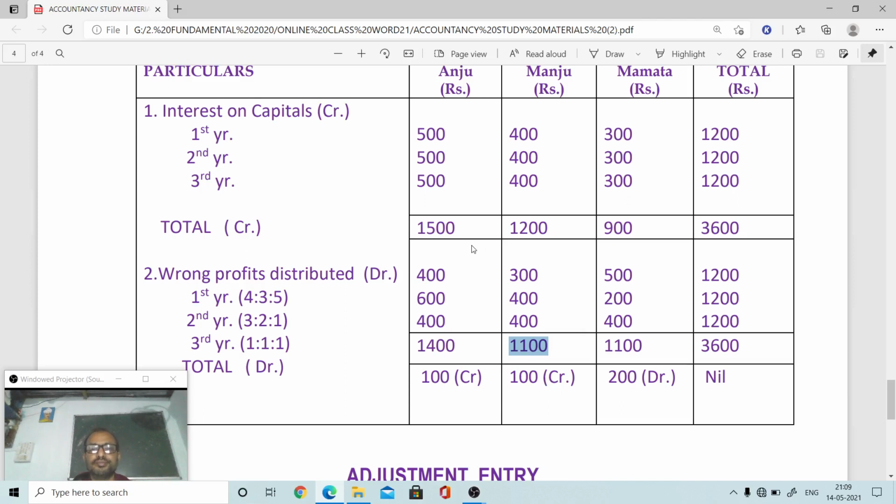They should get 1500 and 1200, whereas the first partner has taken 1400 and the second partner has taken 1100, which is 100 less. Whereas the third partner should get 900, but he has taken 1100. So he has to return 200. Therefore we put the debit. The third partner's amount will be debited by rupees 200. Now it is easy to pass the journal entry. The 200 is Mamata's capital account. Here it is a fixed capital, so we can use the current account. Mamata's current account debit to Anju's current account and Manju's current account, being the adjustment entry first related to interest on capital.